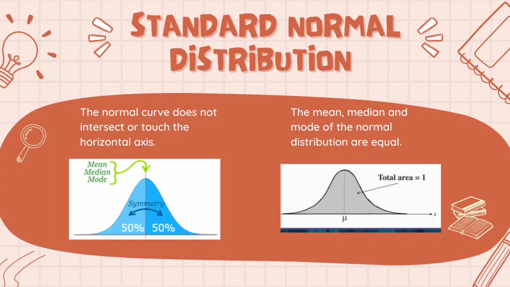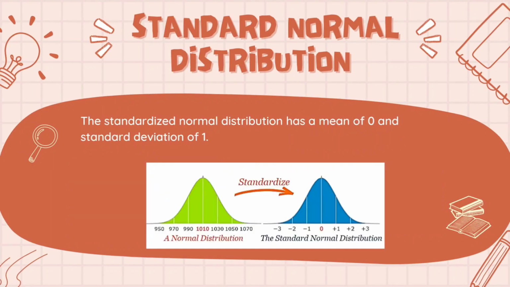The mean, median, and mode of the normal distribution are equal. Ang total area ng bawat side ay 1. Kasi diba nga, 50-50%. So, in total, 1. The standardized normal distribution has a mean of 0 and standard deviation of 1. Yun yung makikita mo na ang gitna ay 0, then ang deviation niya ay 1. So, positive 1, 2, 3, and sa left side, negative 1, negative 2, negative 3.